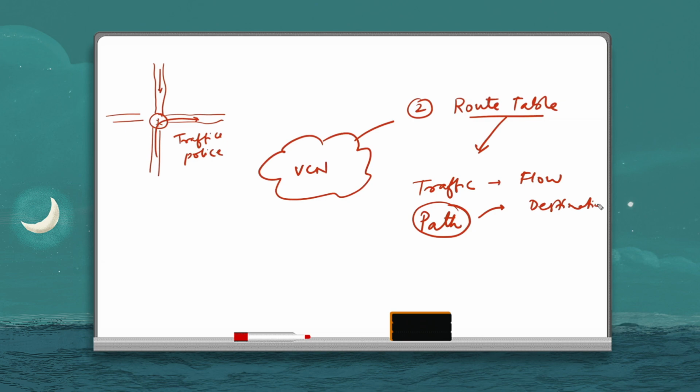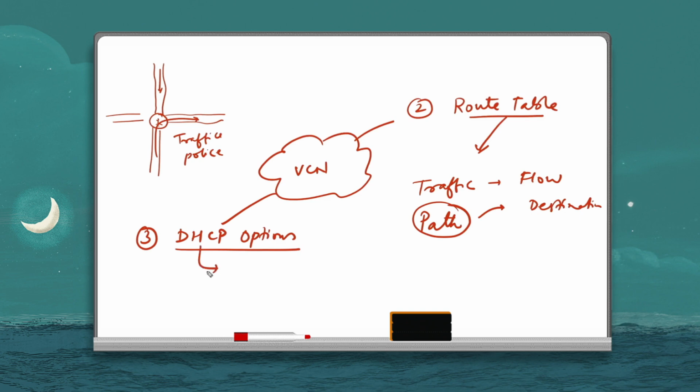Whenever you create a VCN, there will always be a default route table. Now, we'll discuss more about route tables in the route table lesson. For this lesson, this information is sufficient. The third component that we have is DHCP options.